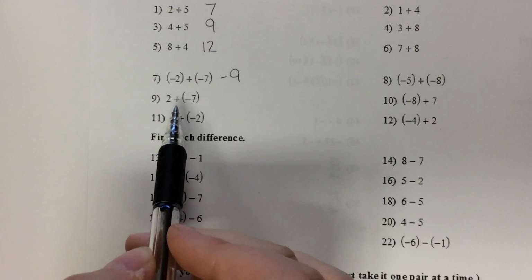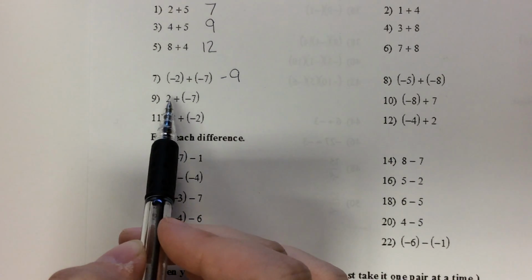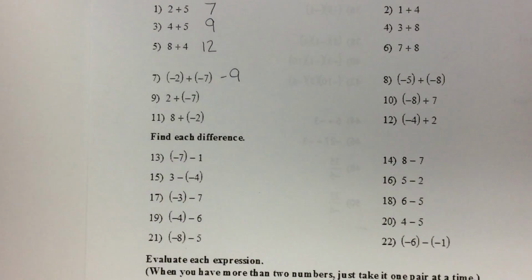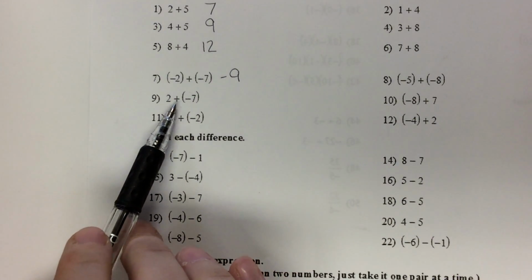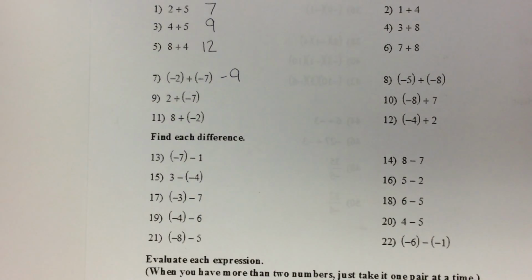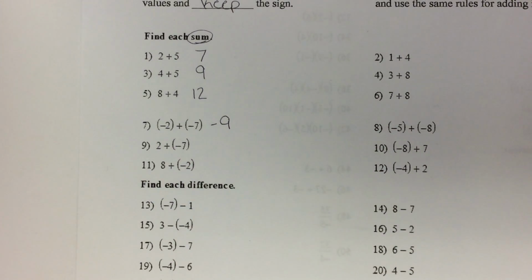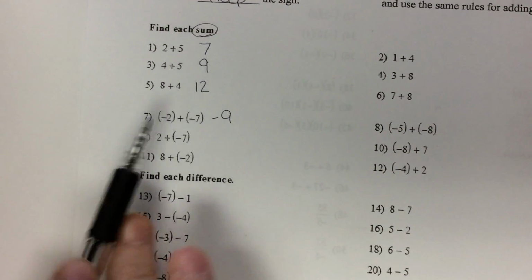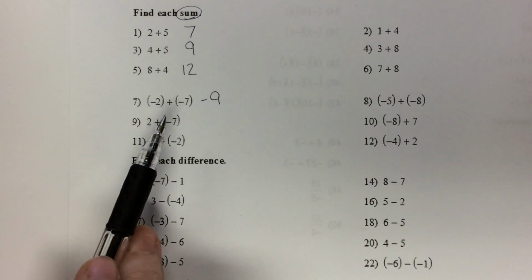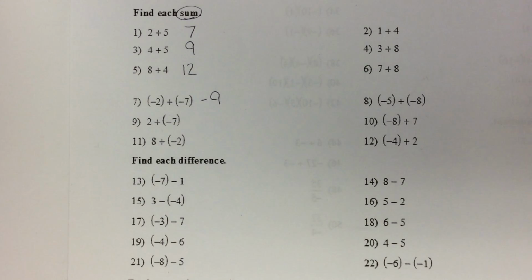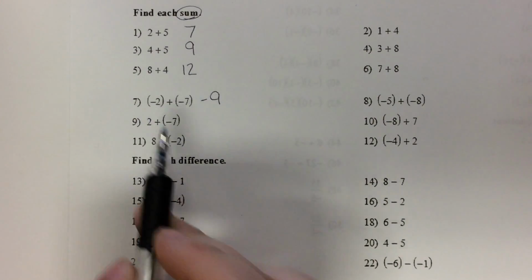Number 9, okay, here we have different signs, but it is still written as addition. So we're going to think about our song: same signs, add and keep. Okay, these are the same signs, but these are different. So the rest of our song says, different signs, subtract, then keep the sign of the bigger one. So let's go ahead and subtract.